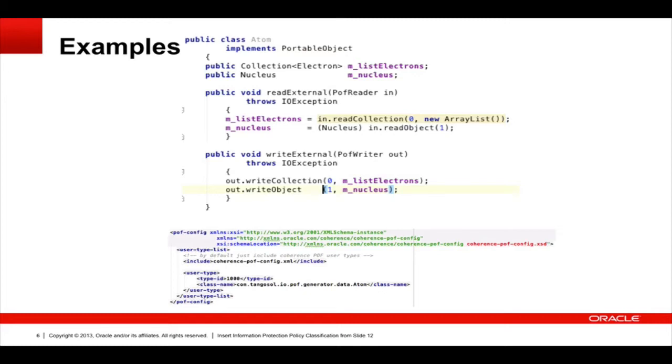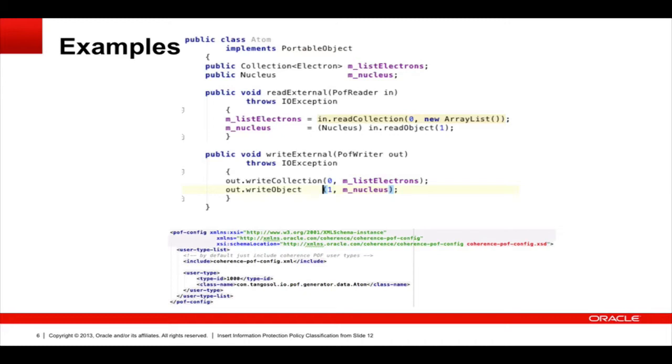And as you can see, there's no element under the user type which is called serializer. And this is because from the atom class we can infer the serializer to be used based on the fact that it implements portable object. The POF context requires this XML because the responsibility of the POF context is to manage the data structures that can map an object across to the correct serializer to use to be able to transition that object into a binary form, and vice versa.